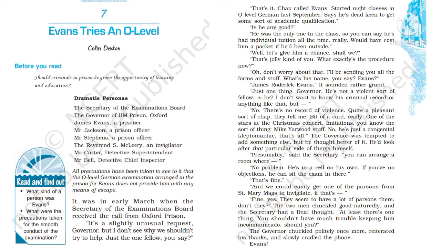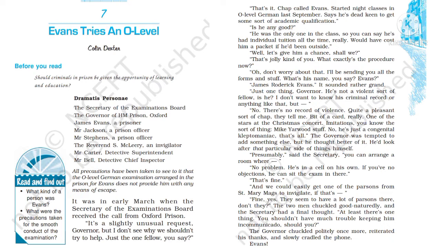Now what is O-Level? O-Level is an examination, or we can say an examination on German language. So here in this story, the central character, that is Ivans, sits for a German language O-Level exam. As we proceed with the story, we will see that he makes a plan to escape from the prison on the day of his examination. So will he be able to escape the prison? Or how will he escape it? That is the lookout in the story.